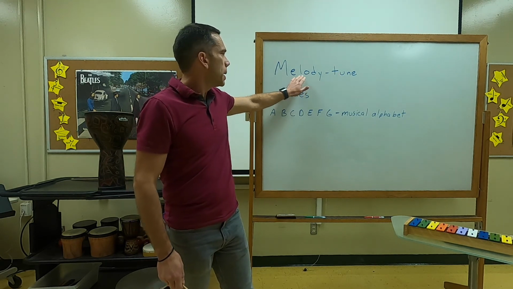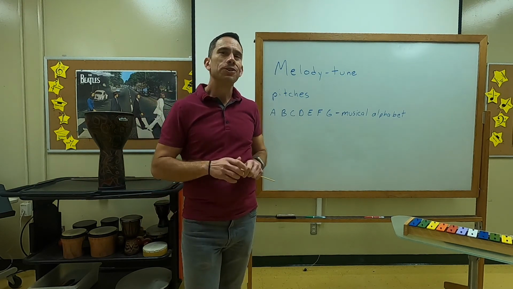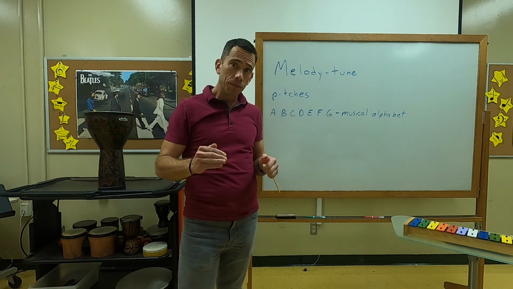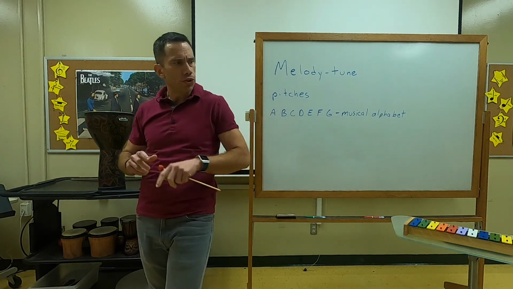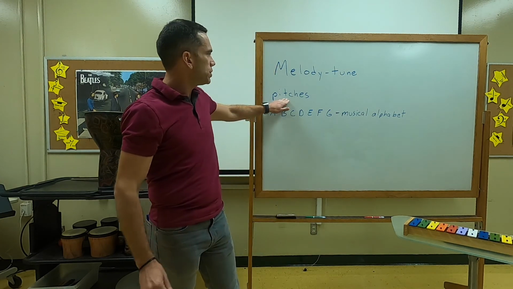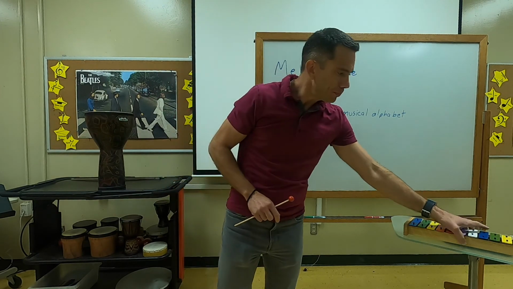So in music, melodies are made of pitches. I'm not talking about baseball. There's also pitches in music, and it means high and low. Kind of like in baseball, when a pitcher throws a ball and he can throw it high or low. Well, in music, the pitches can also be high or low. So let's take a look at that.